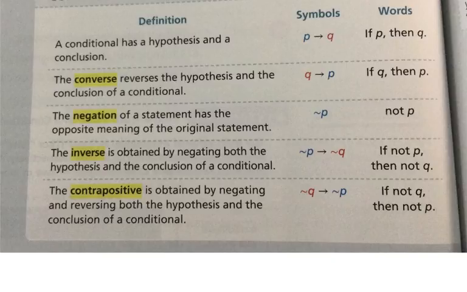What would inverse be? Inverse would say, if it's not Friday, then there's not a ball game. You see, inverse is negate both the hypothesis and the conclusion. Not P implies not Q. So again, this is my statement. Then a converse would be if there's a ball game, then it's Friday.